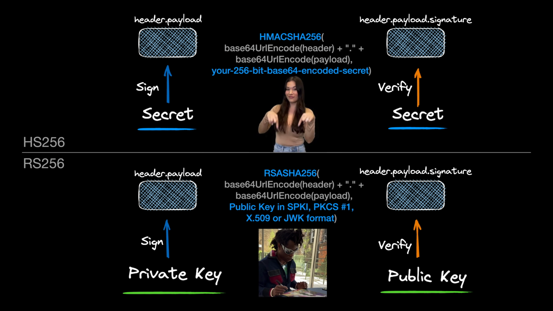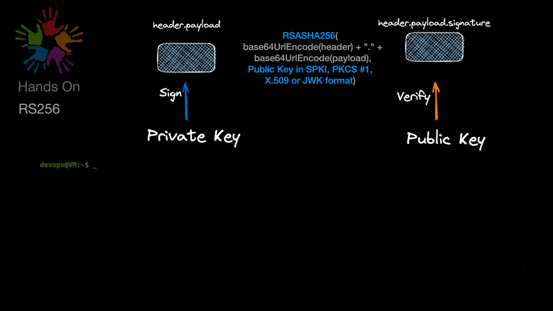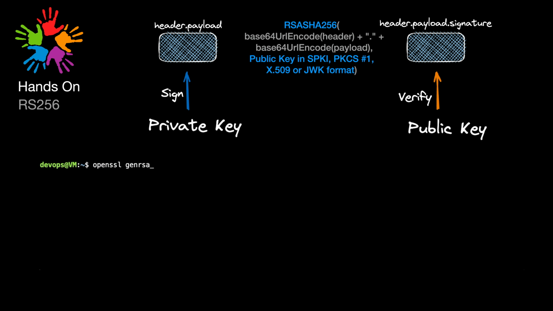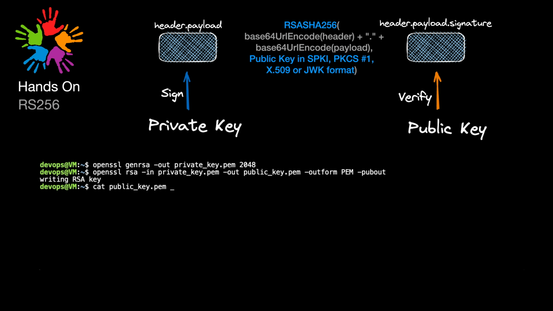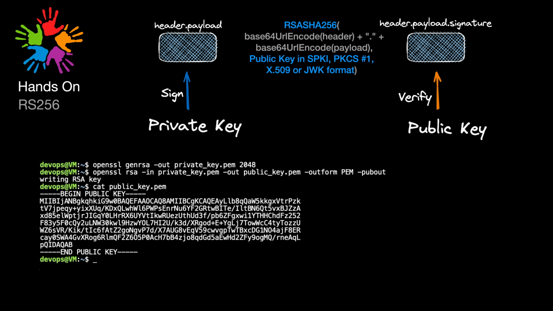But let's focus on the more practical solution that uses asymmetric keys and illustrate how that works. We need an RSA public-private key pair for the signing. Let's create the private key. We should then extract the public key from the private key. Now we can construct our JWT token. We start with the header.